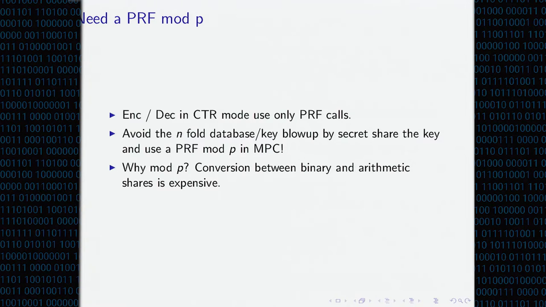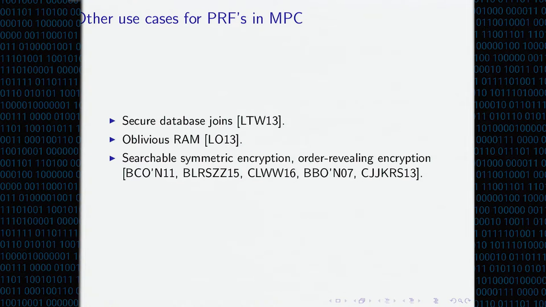So we need a PRF which works mod P. Why? Because the encryption and decryption can be used in counter mode and we can use only PRF calls for that. We can avoid the N-fold database and the key blow-up by secret sharing the key in MPC. Again, I want to stress that conversion between binary and arithmetic shares is quite expensive in MPC land. Okay, so we have other use cases for PRFs in MPC. We have secure database joins, oblivious RAM, searchable encryption, order revealing encryption, and lots of other use cases.